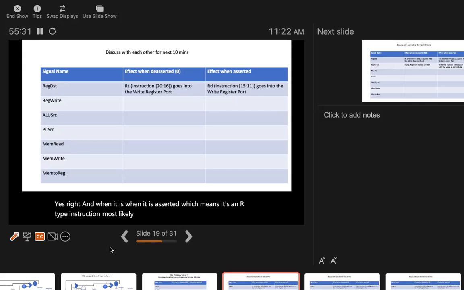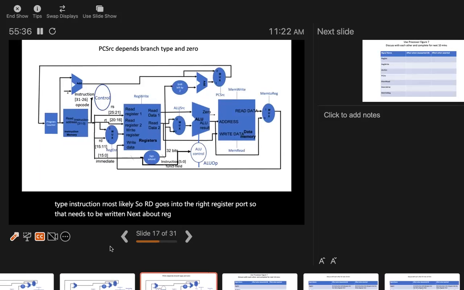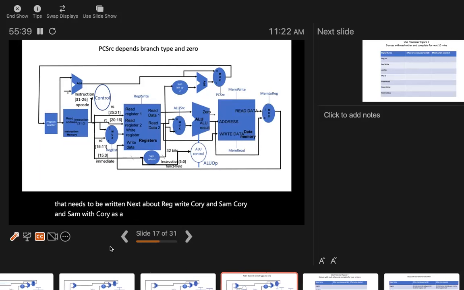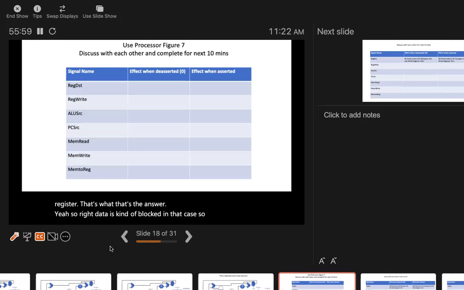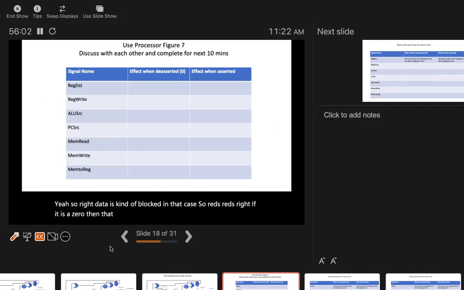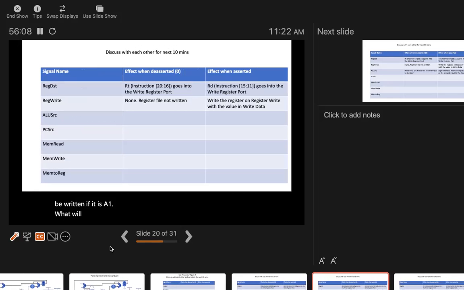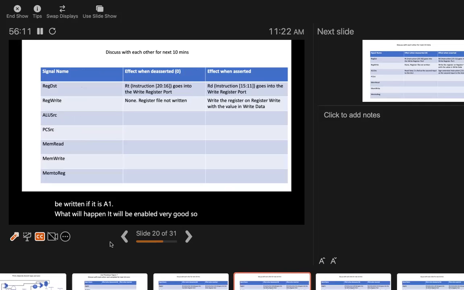Next, about reg write, Corey and Sam with Corey as the leader. Reg write signal. What happens if reg write is deasserted? It's disabled. Very good. You do not write to the register. So write data is kind of blocked in that case. So reg write, if it is a 0, then the register will not be written. If it is a 1, what will happen? It will be enabled. Very good. So when reg write is deasserted, the register file is not written.